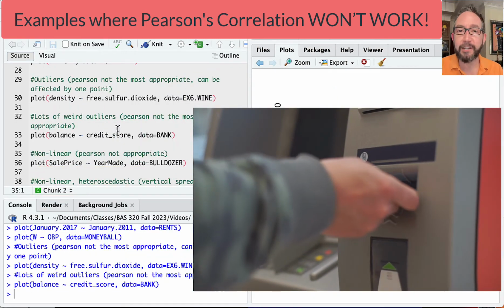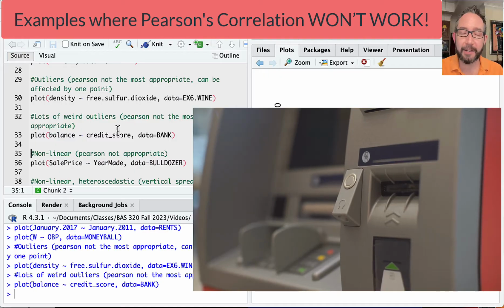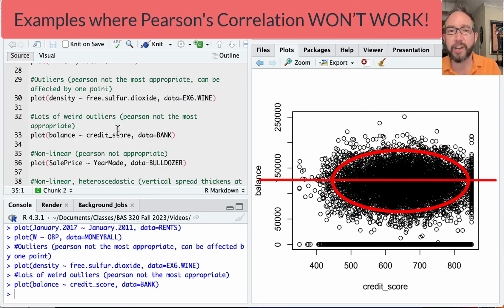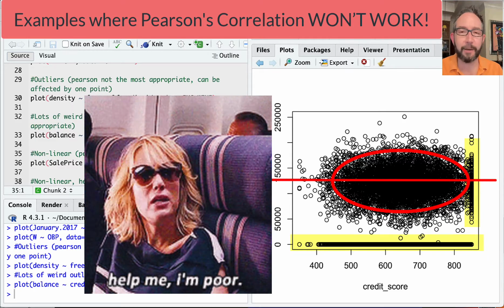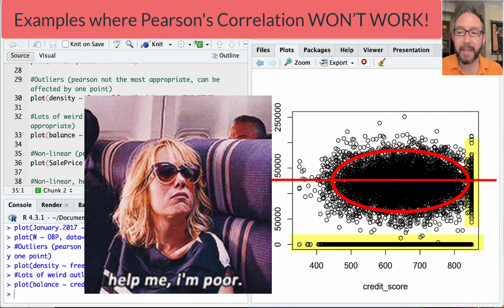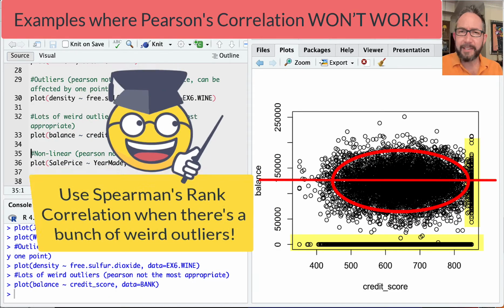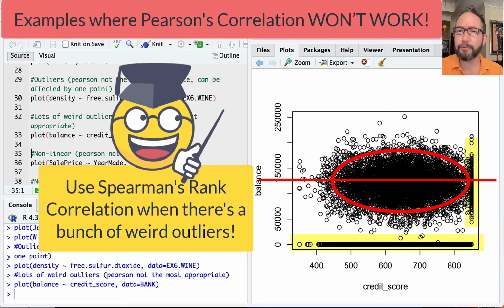Likewise, if we look at the relationship between the balance that someone has at a bank and the credit score of that person, we find a stream of points that looks roughly elliptical. The trajectory is well described by an almost flat straight line. But we do have some weird outliers, a bunch of people in the data set with just no money in their account, and a bunch of people with perfect credit scores off at the far right. This is a clump of outliers that don't really fall in line with the rest of the stream of points, and with this many outliers, we'd be wary to use Pearson's correlation to capture the strength of the relationship.